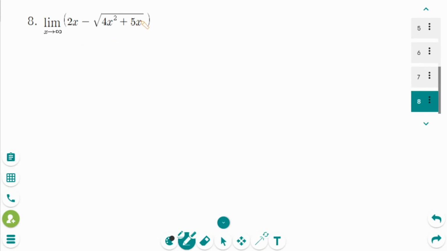This is the next question. Like question 7, we begin with the infinity minus infinity form. Let's multiply with its conjugate.